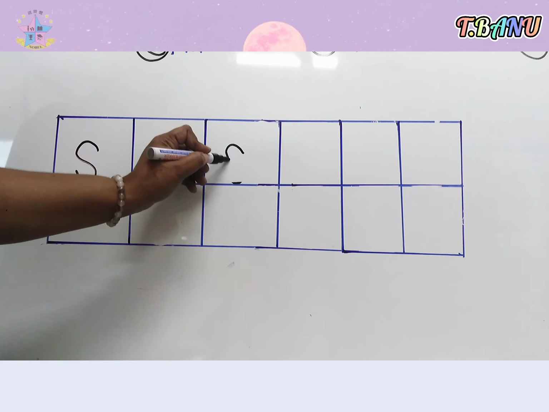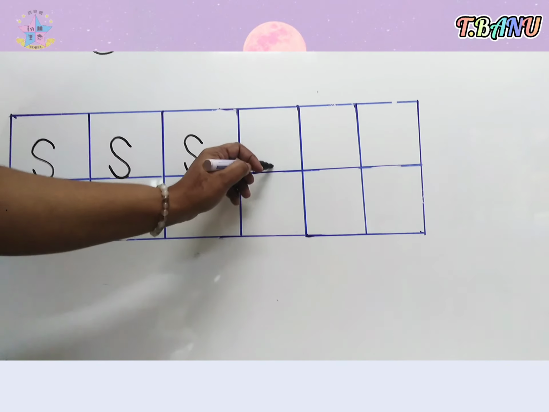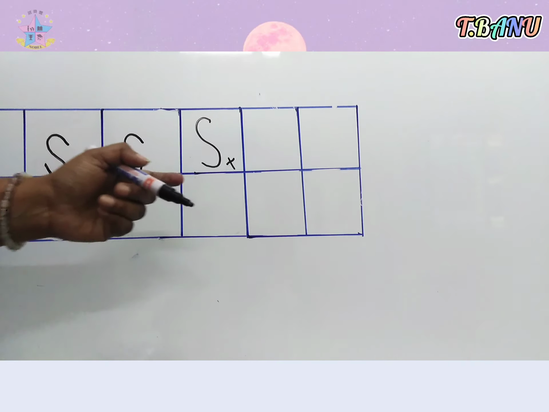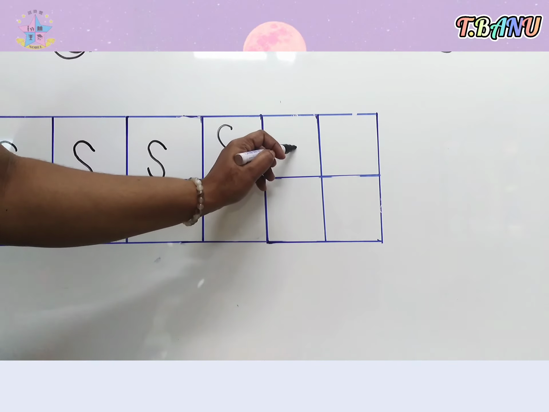Last one. Make a curve. Come down. And then go up. Can you write the S like this, children? Upside down? This is wrong. This is how to write small letter S. You must write the small letter S like this.